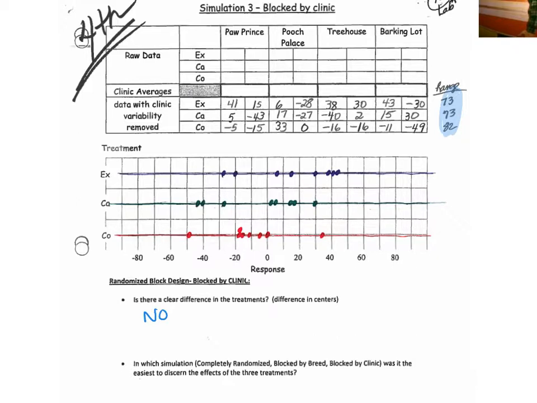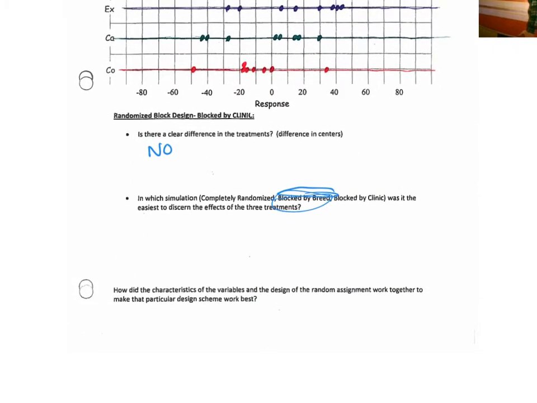So, in summary, which simulation, completely randomized, blocked by breed, or blocked by clinic, was it easiest to discern the effects of the three treatments? Definitely blocked by breed. Definitely blocked by breed. Okay, so we're going to write that down here.